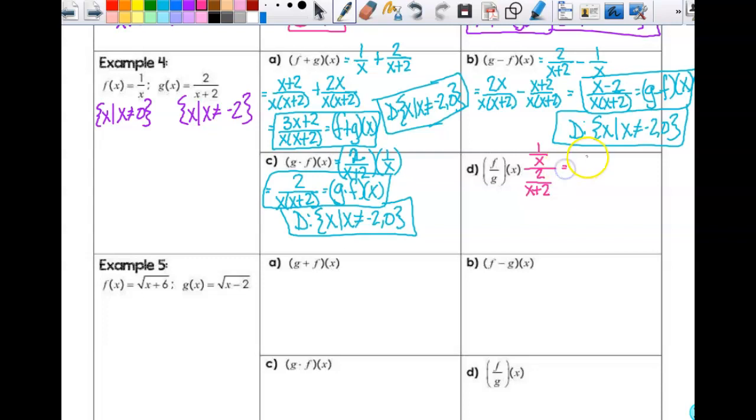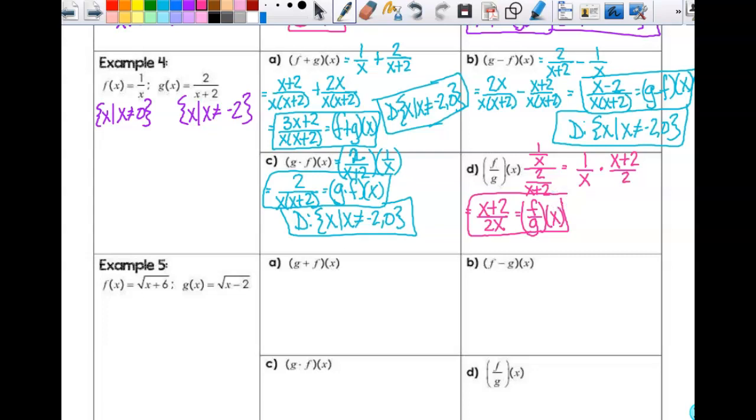So this is the same thing as 1 over x times x plus 2 over 2. And then multiplying fractions, super easy. You multiply straight across. So that's going to give me x plus 2 over 2x. Can I reduce anything? No, you cannot. You cannot cancel the x's out. You cannot cancel the 2's out because you have addition here. So this is f over g of x.